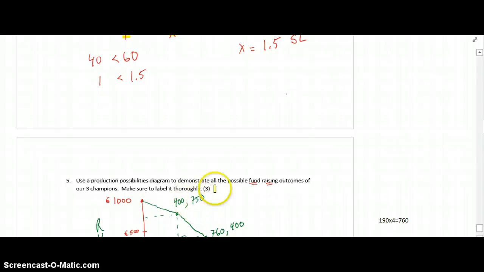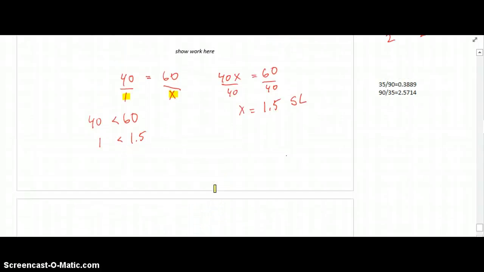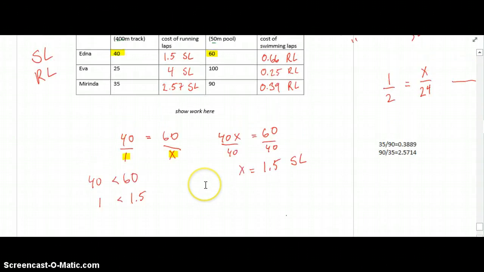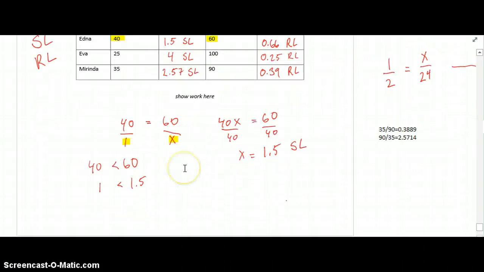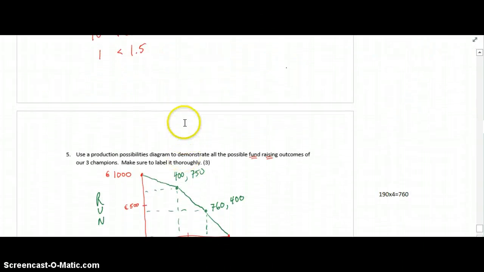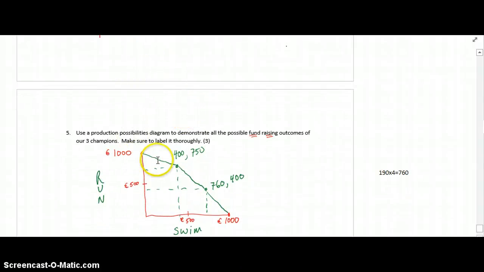I think the y-axis goes second, but if that's wrong, excuse me. That leaves Ava to swim, and she can swim 100 for 4, so that's the 400 that you saw. Okay, so the next point down would be to take the best swimmer, and instead of having her run like she's doing here, we're going to have the best swimmer swim, and that's going to give us this point.